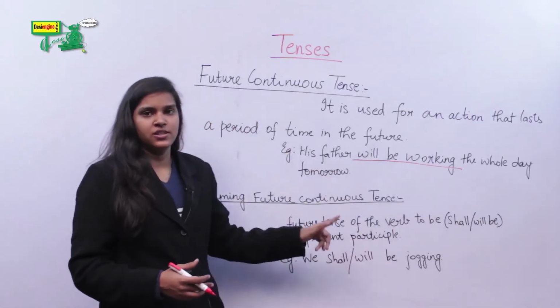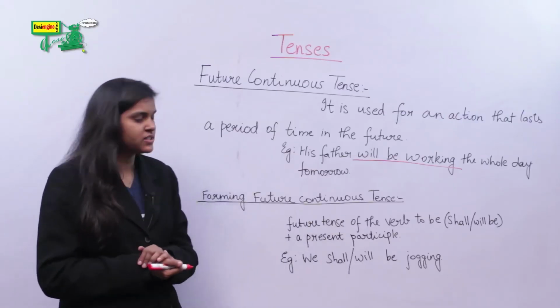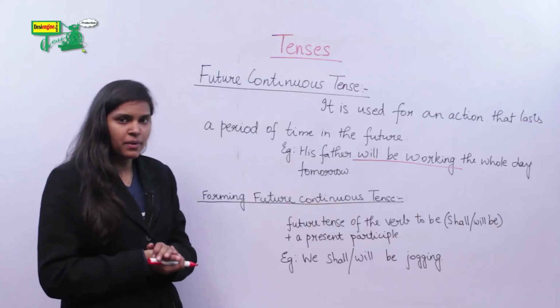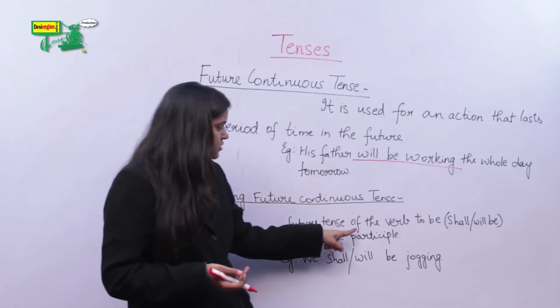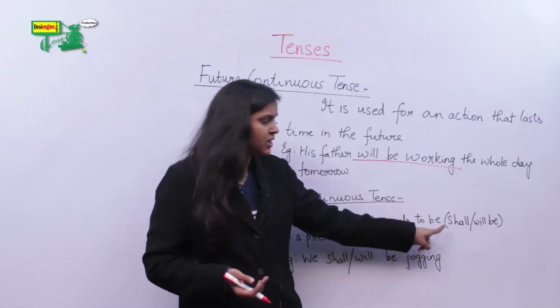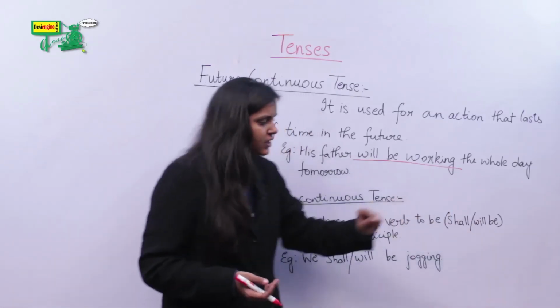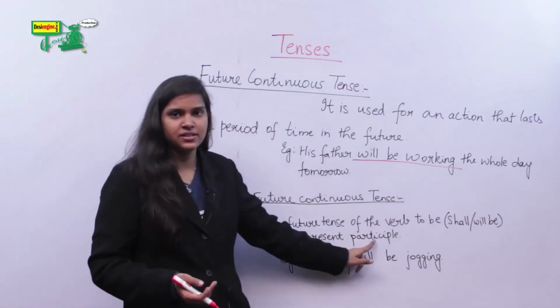Forming of future continuous tense. How do you form future continuous tense? It is formed by adding the future tense of the verb to be, which is shall or will be, plus the present participle.